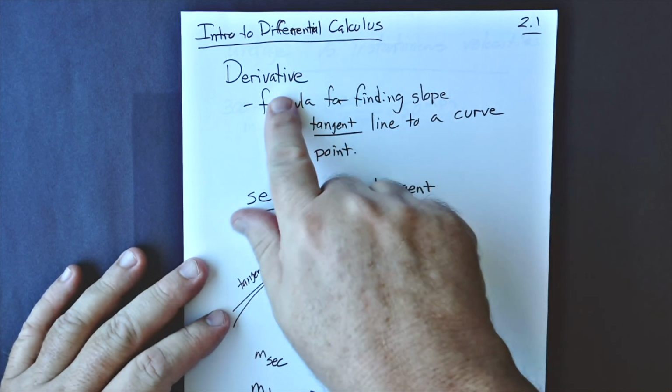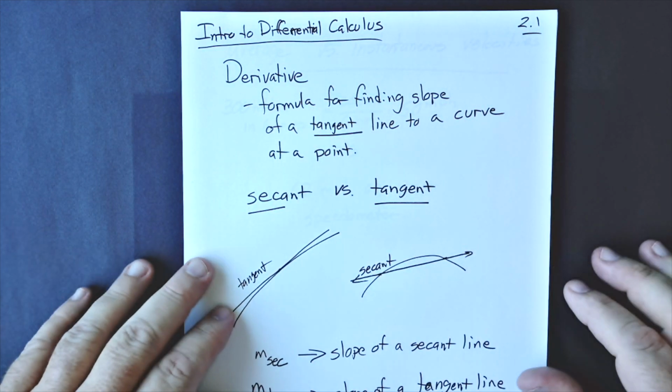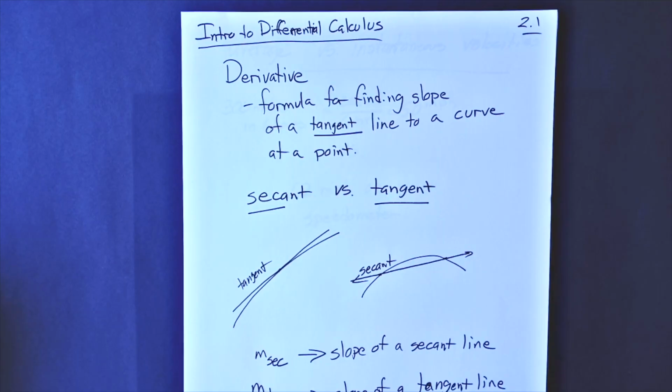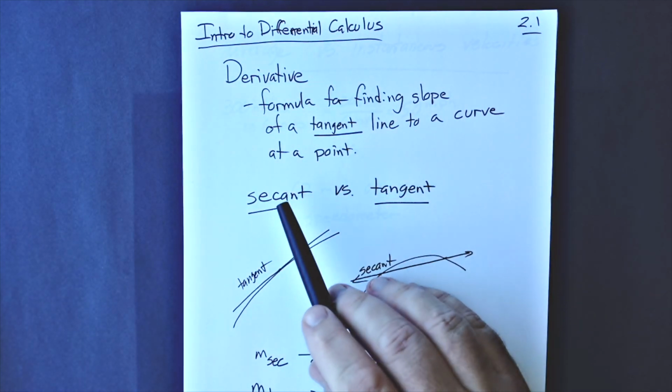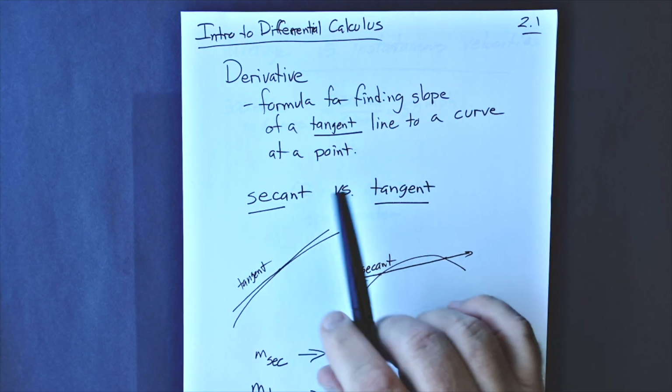And what is the derivative? First of all, let's make sure we know what it is. It is the formula for finding the slope of a tangent line to a curve at a point. So let's make sure we're clear about what that is. We have to differentiate between a secant line and a tangent line.